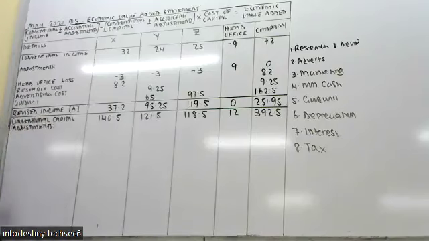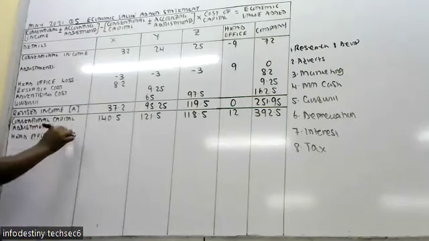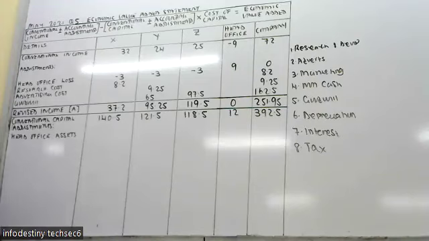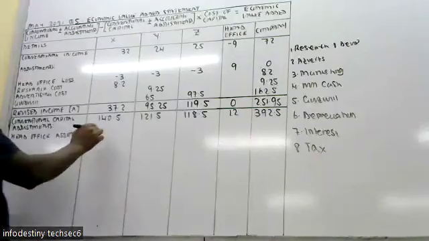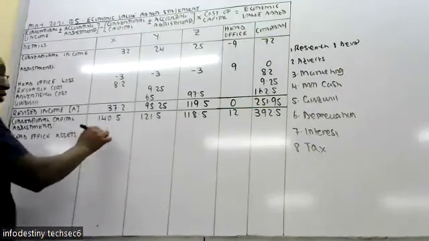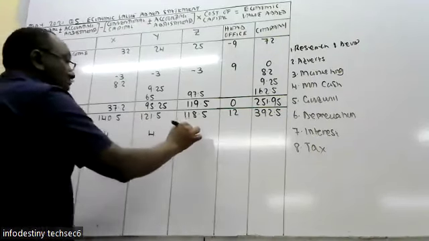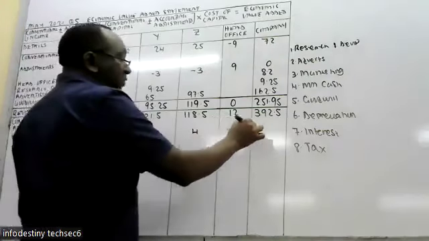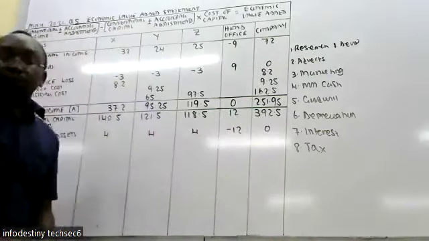So the adjustments, we start with the head office assets. So as we were told, we are dividing by 3. Yeah? So when you divide by 3, it is 4, 4, 4, and minus 12. That gives us 0 there.